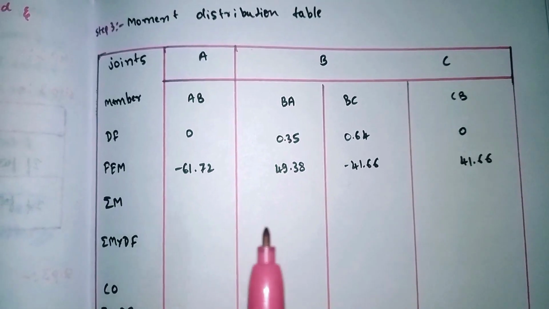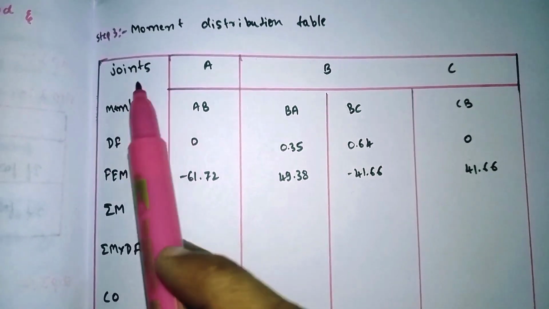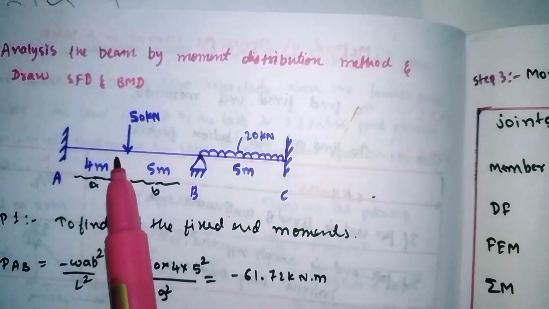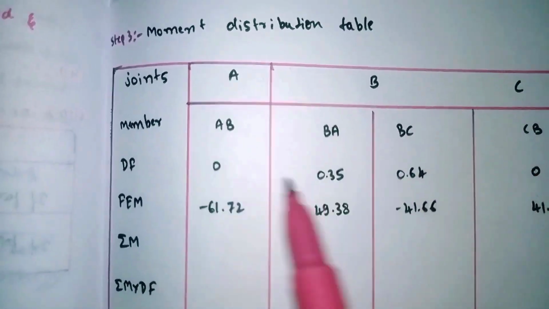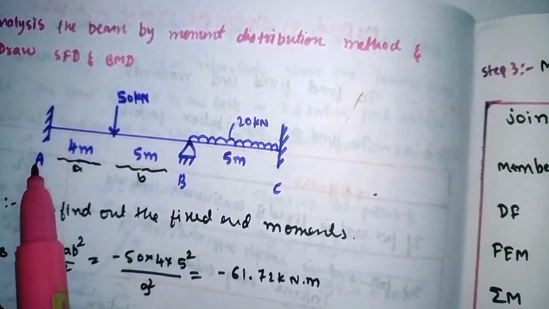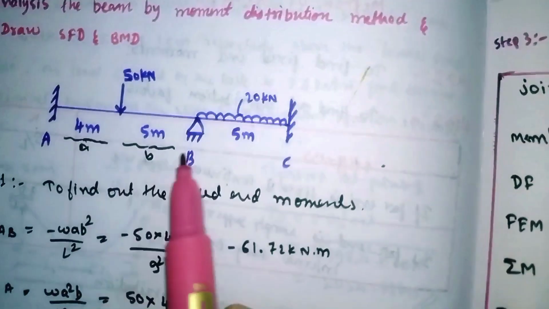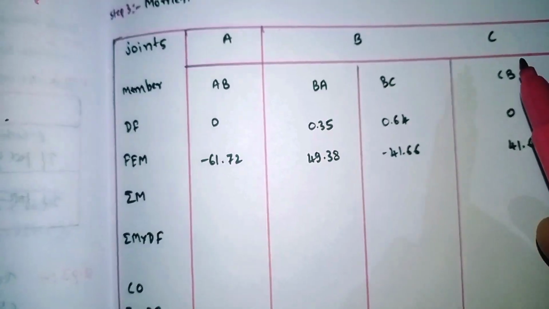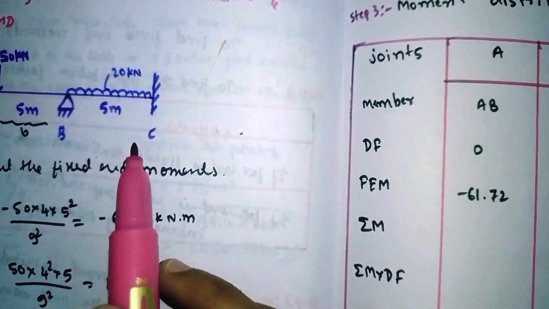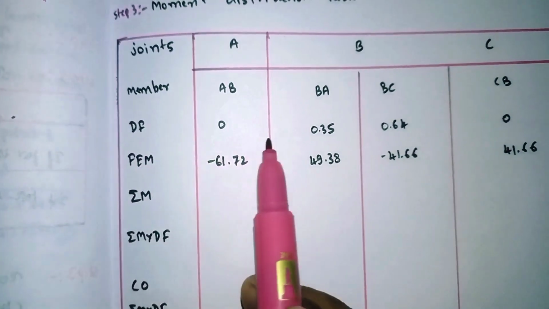Like this we have to prepare a table which is known as the moment distribution table. The first row will be the joints. In our beam 3 joints are there, A, B, C. So I have written A, B, C, and members: for joint A only 1 member, that is AB. For joint B there will be 2 members, BA and BC. For joint C only one, that is CB. The third row will be the distribution factor which we have calculated.